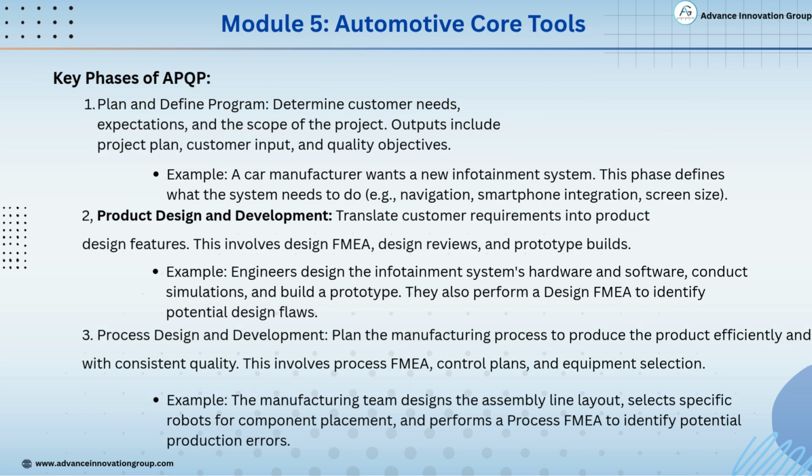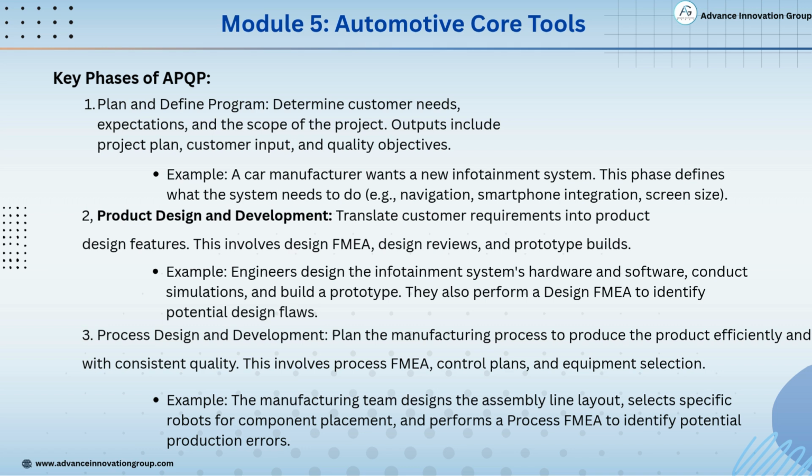Let's understand the key phases of APQP. 1. Plan and define program. We identify customer needs and define project scope. This includes setting quality objectives and planning activities. Example, a carmaker defines what features a new infotainment system should have. 2. Product design and development. Here, we convert customer needs into actual product design using tools like Design FMEA and prototypes. Example, engineers create and test the system's hardware and software and look for design flaws.